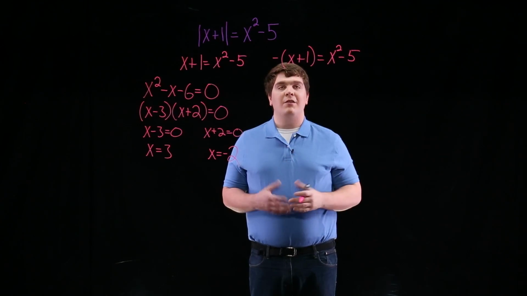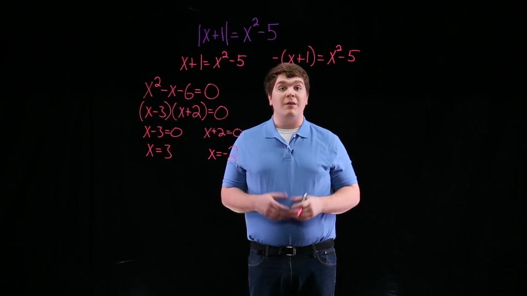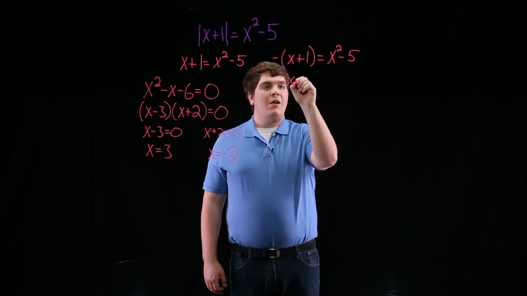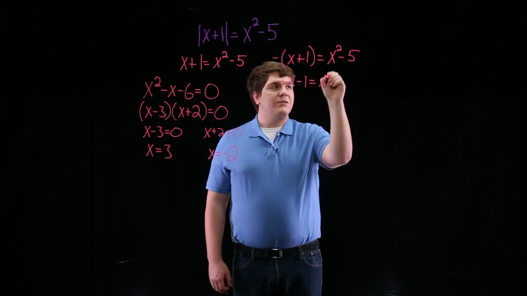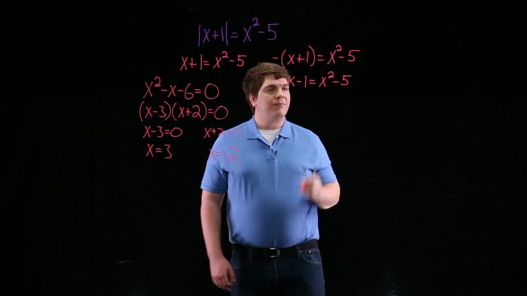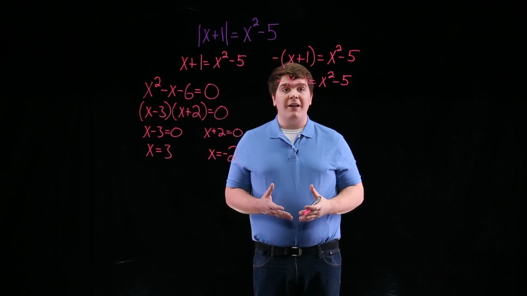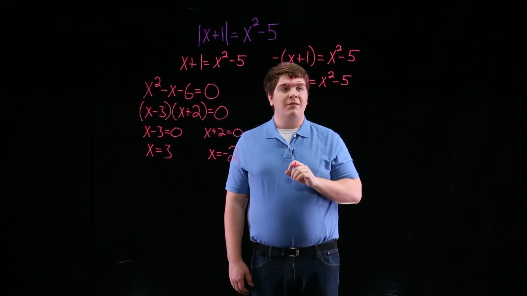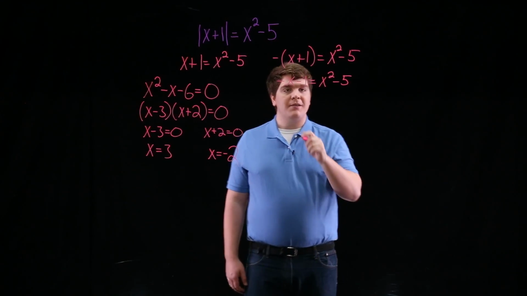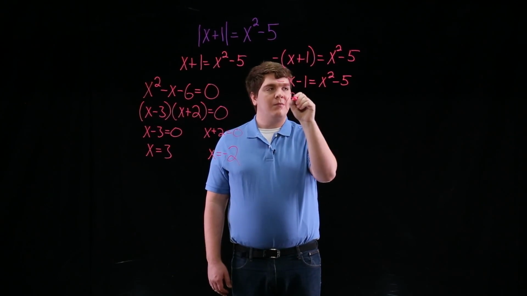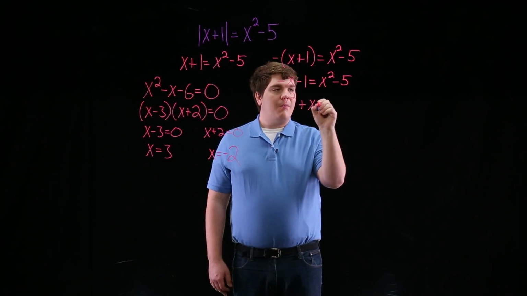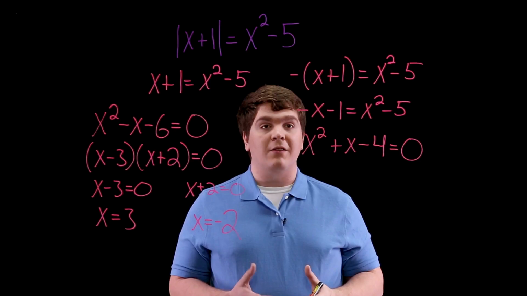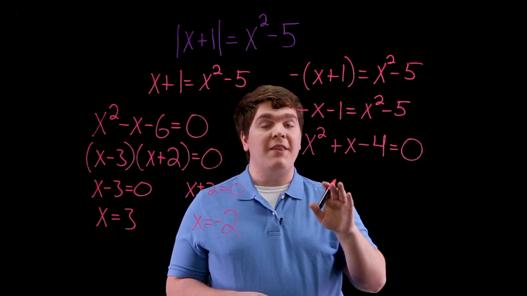Now solving negative the quantity x plus 1 equals x squared minus 5, let's first distribute the negative sign. So we have negative x minus 1 equals x squared minus 5. And again, since it's a quadratic, we'll want to set this equal to 0 and solve. So let's add x and 1 to both sides of the equation, and we obtain x squared plus x minus 4 equals 0.